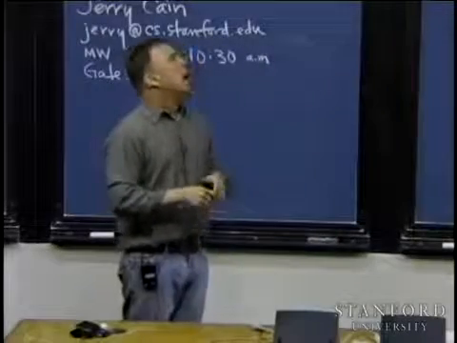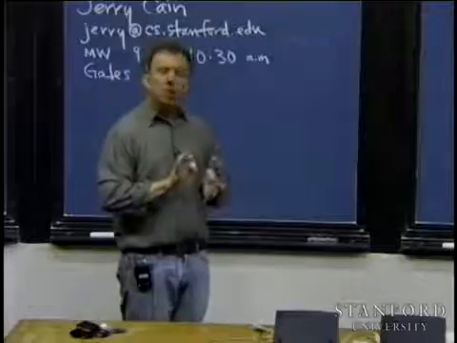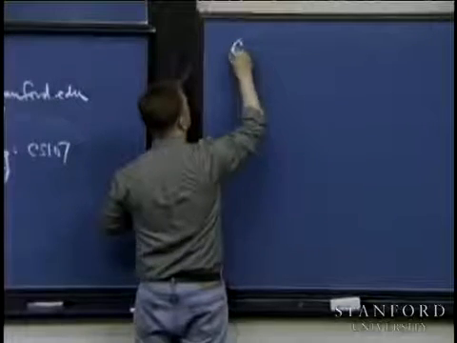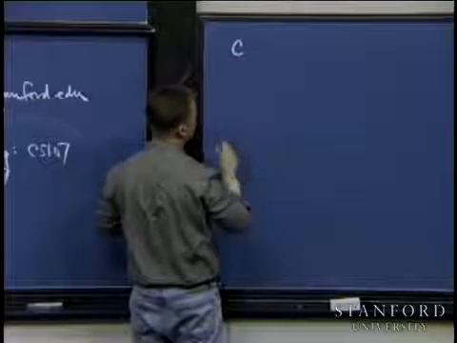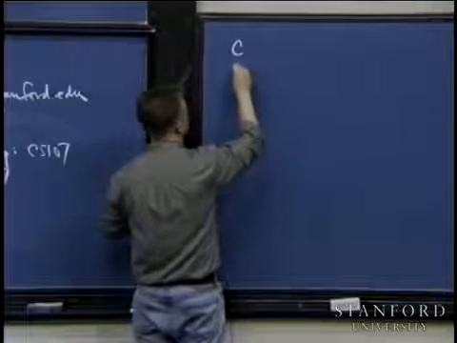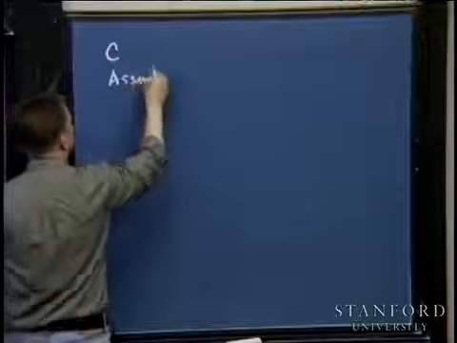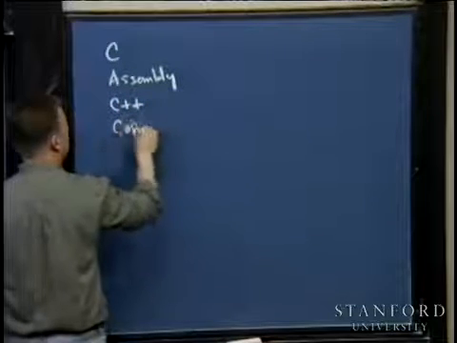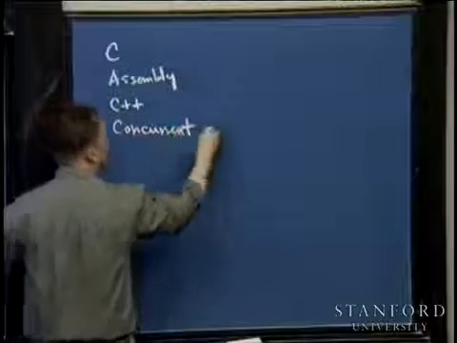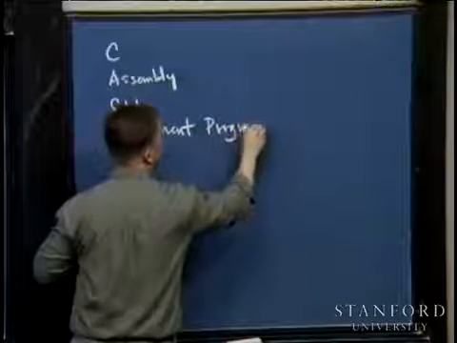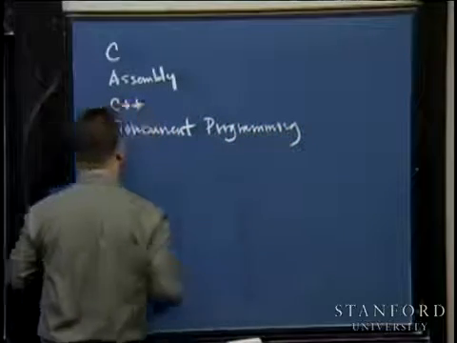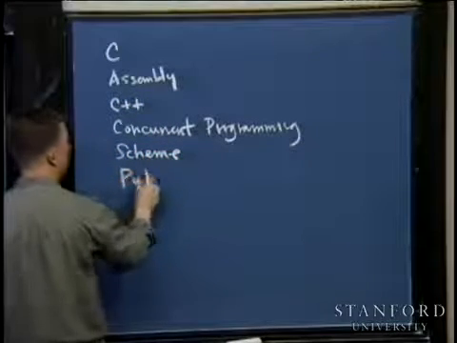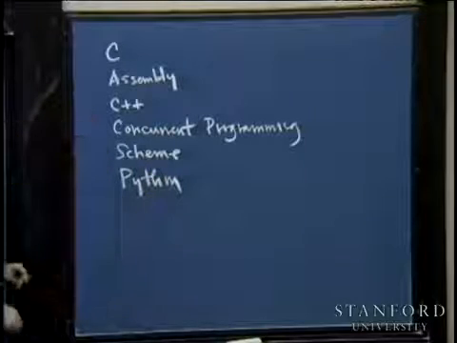Okay. Here is, in a nutshell, a reduced version of what's presented in Handout 2. And this is the syllabus. I have several languages I'm going to put on the board and one concept. C, assembly, C++, concurrent programming. That's not a language, that's just a paradigm. Scheme, and then it is official, I'm actually going to cover Python from now on in 107.